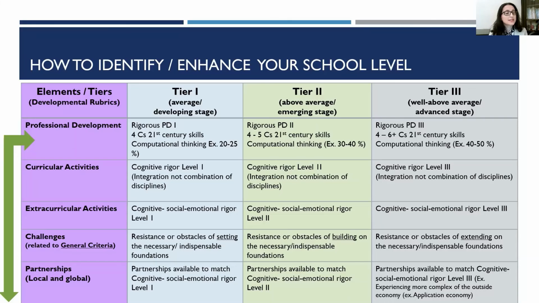Regarding challenges, you cannot have any type of system without certain challenges. Whether it's tier 1, 2, or 3, it's mainly resistance or obstacles. In tier 1, it's the obstacles of setting the necessary, indispensable foundations. In tier 2, the resistance or obstacles of building on those foundations. And in tier 3, the resistance or obstacles of extending on those foundations.